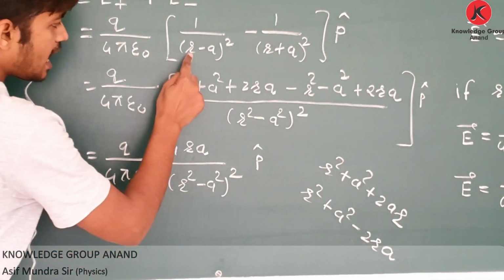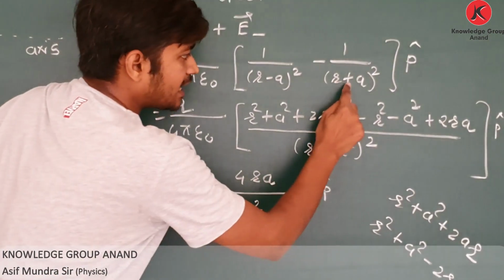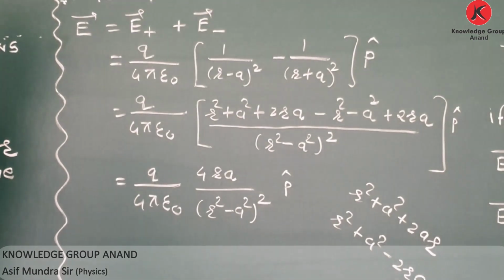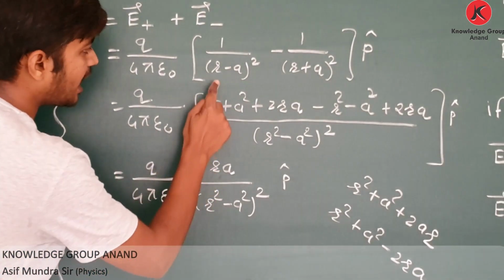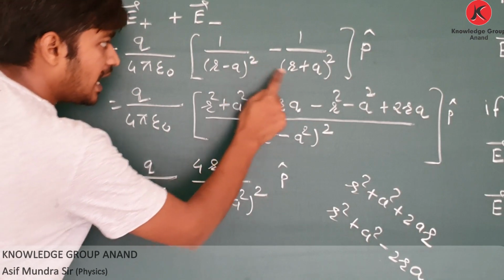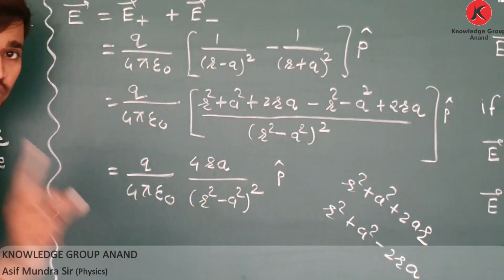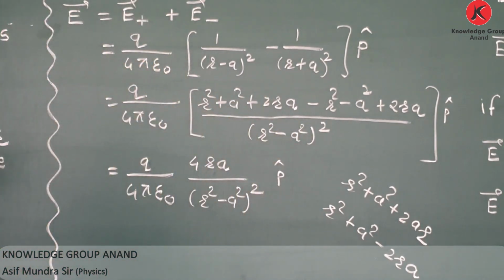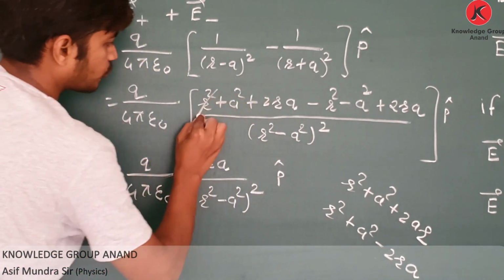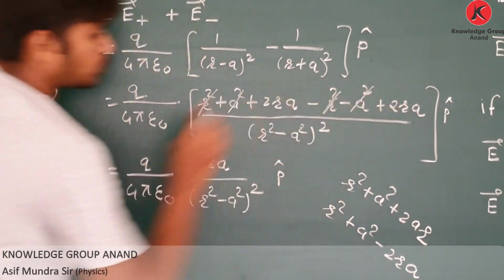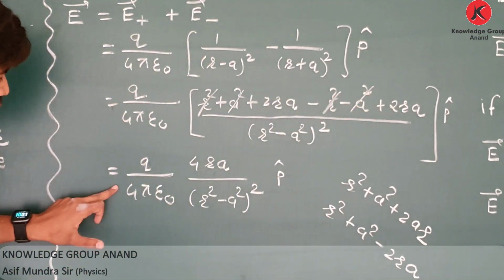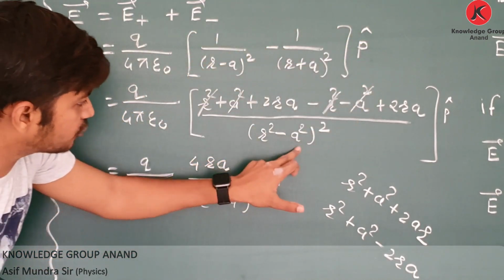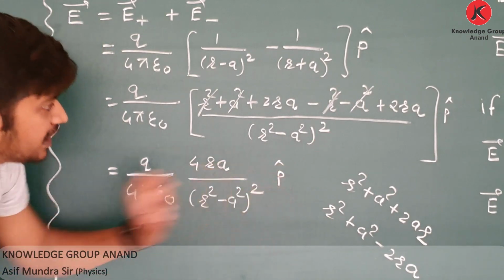In the denominator, r minus a, r plus a. We know that a plus b times a minus b is equal to a square minus b square. But here we have r minus a whole square and r plus a whole square, so we can write r square minus a square whole square. Clear? Now r square, a square cut. q upon 4 pi epsilon 0, 2ra plus 2ra, it is 4ra, over r square minus a square whole square, p caret as it is.